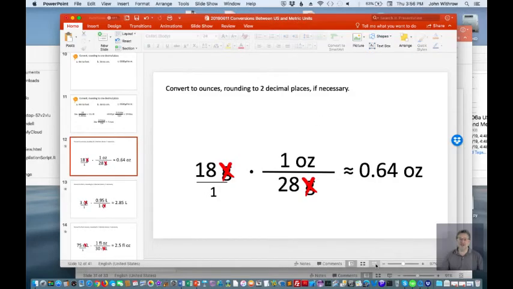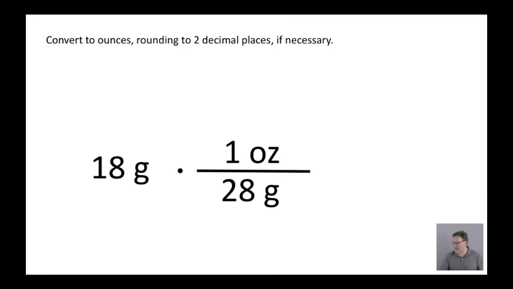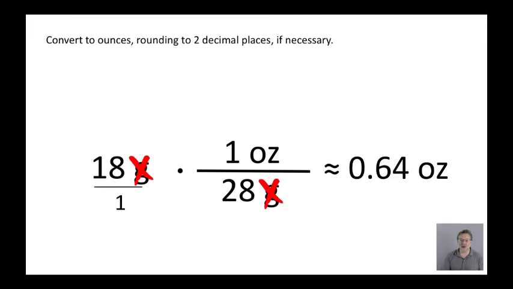Let's do the same thing also now with units of mass or weight. We'll start with 18 grams. Our task is to convert that to ounces, rounding to 2 decimal places if necessary. 18 grams, well, the conversion fraction for this equates 1 ounce with 28 grams. Grams are on the bottom, so that grams cancel out, leaving behind ounces. The result is about 0.64 ounces.